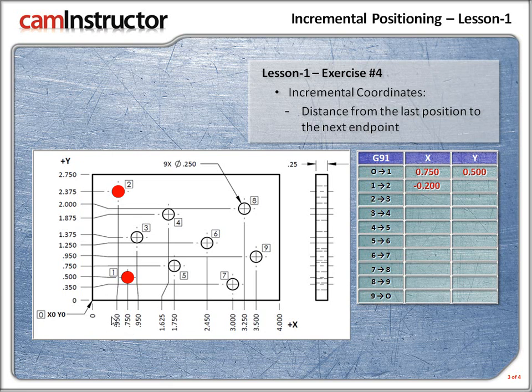Now, how much would you move in the Y-axis from position 1 to 2? Well, you'd move 1.875. Now, how do we get that?